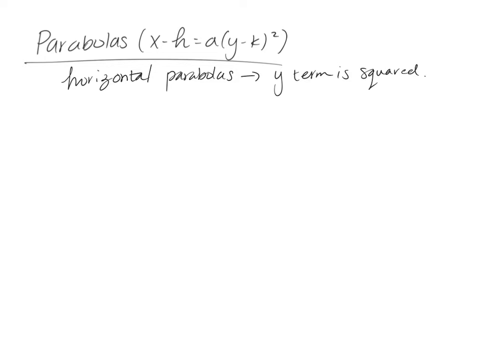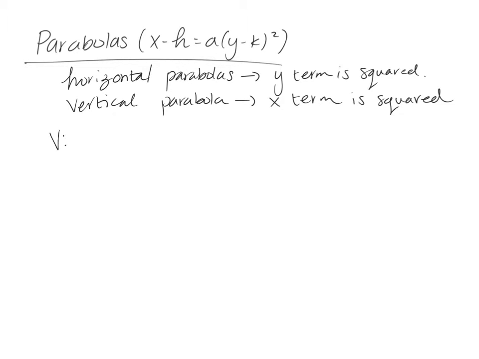Remember, parabolas only have one squared term. So if the x term is squared, then it's a vertical parabola. If the y term is squared, then it's a horizontal parabola. So let's look at the different formulas that go with the horizontal parabolas here.